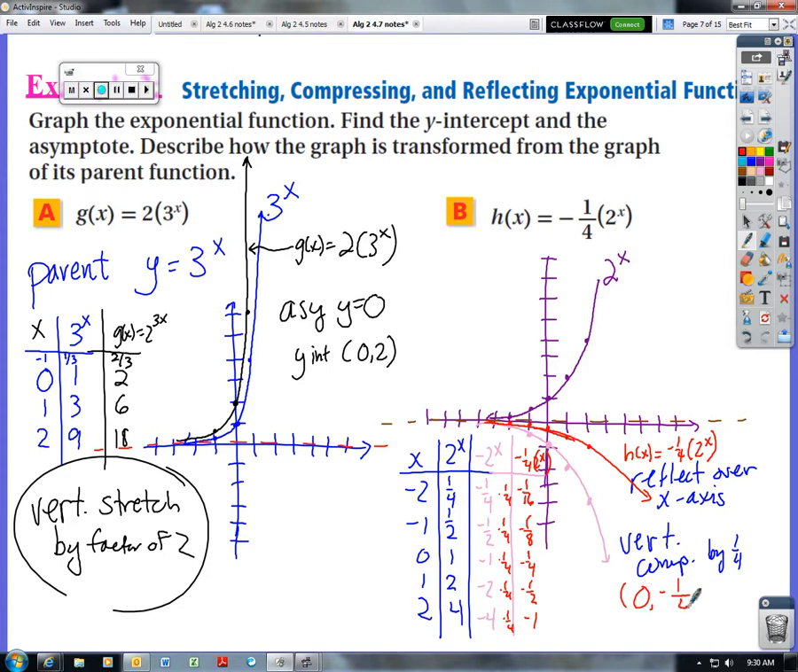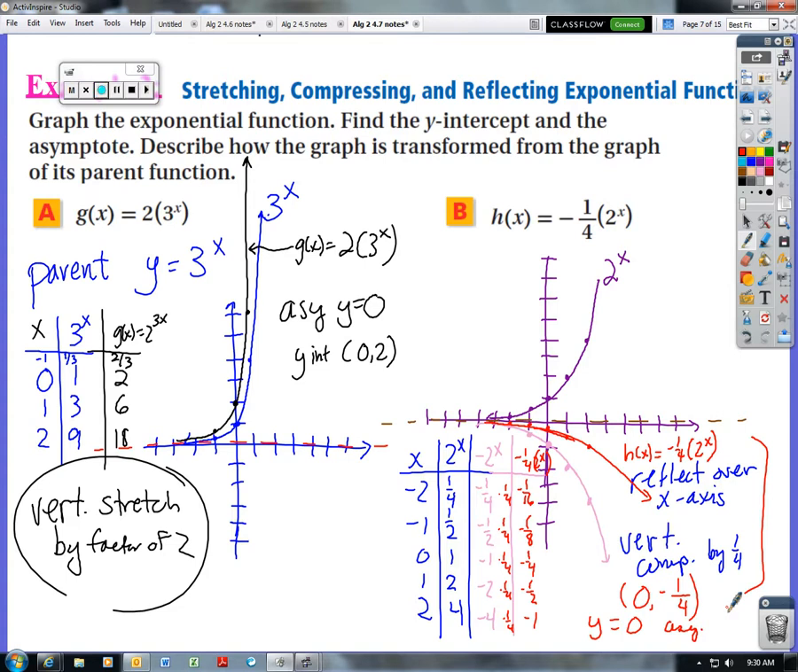Yeah, -1/4. And the asymptote is still the same. We didn't shift up or down. So the only time your horizontal asymptote is going to change is if you shift up or down. So it's still y equals 0 is the asymptote. And we described our transformations. There are 2 of them here in blue. And so we're good to go.